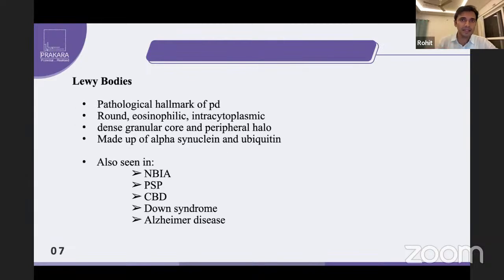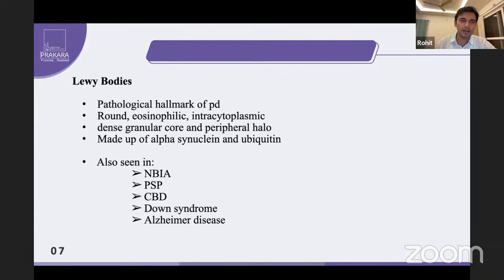So what happens in these cells is basically there is accumulation of pathogenic bodies called Lewy bodies. These are the pathological hallmark of Parkinson disease. They are round eosinophilic intracytoplasmic inclusion bodies. They have a dense granular core and a peripheral halo. They're made up of alpha-synuclein and ubiquitin.